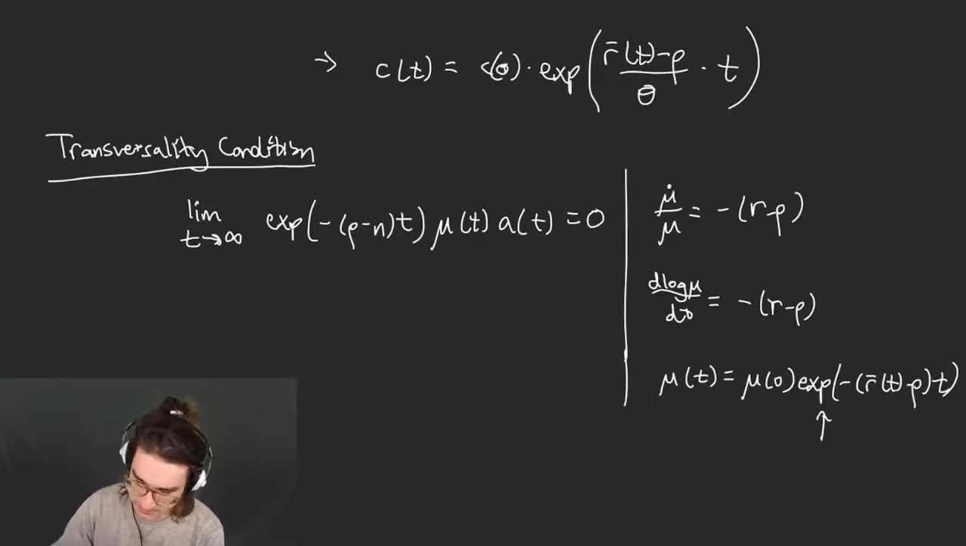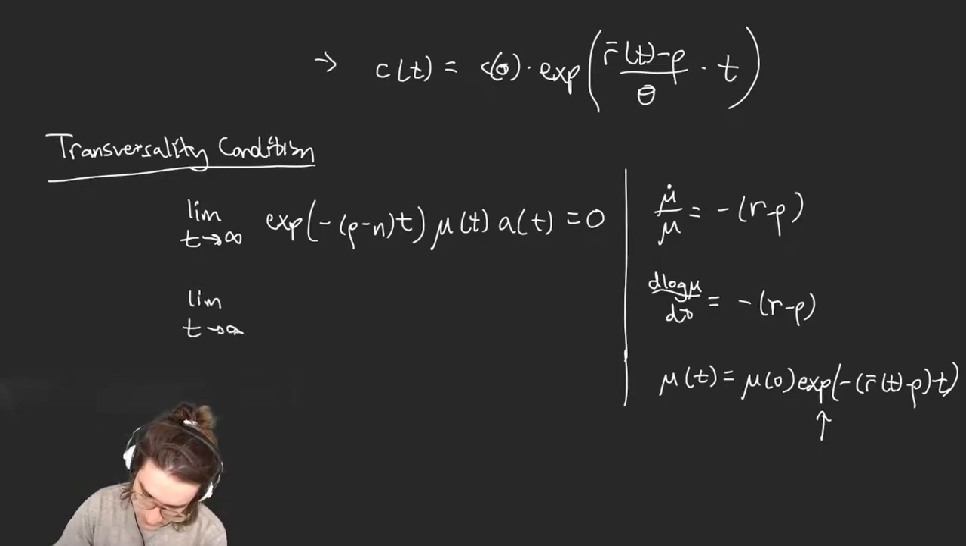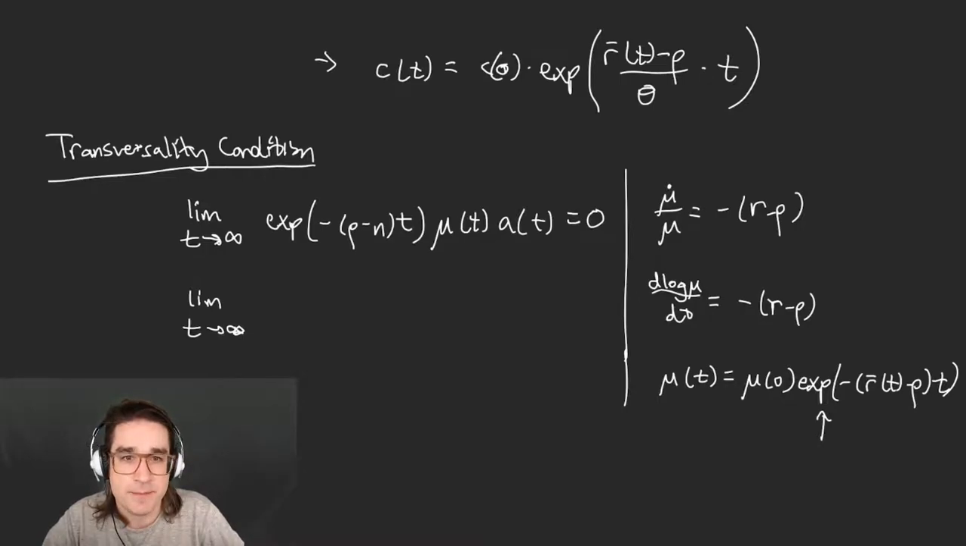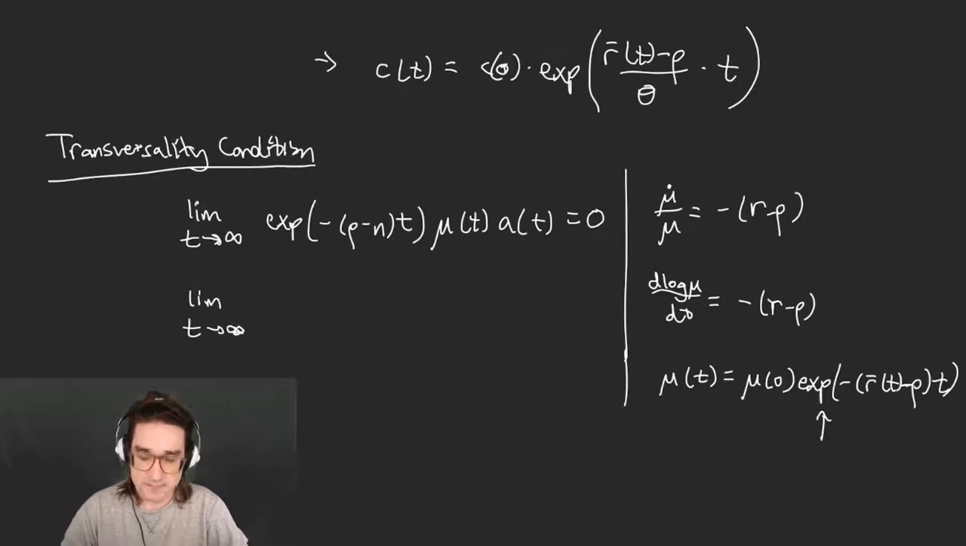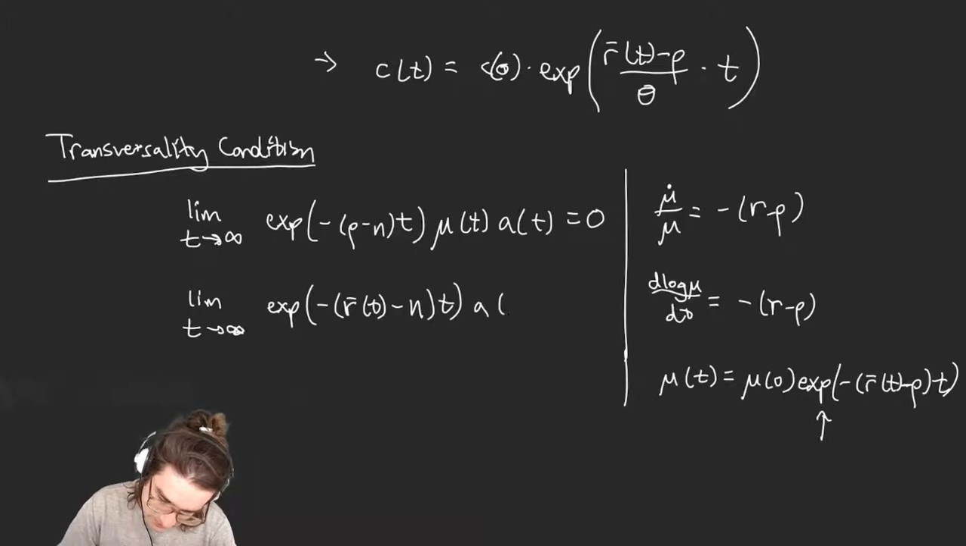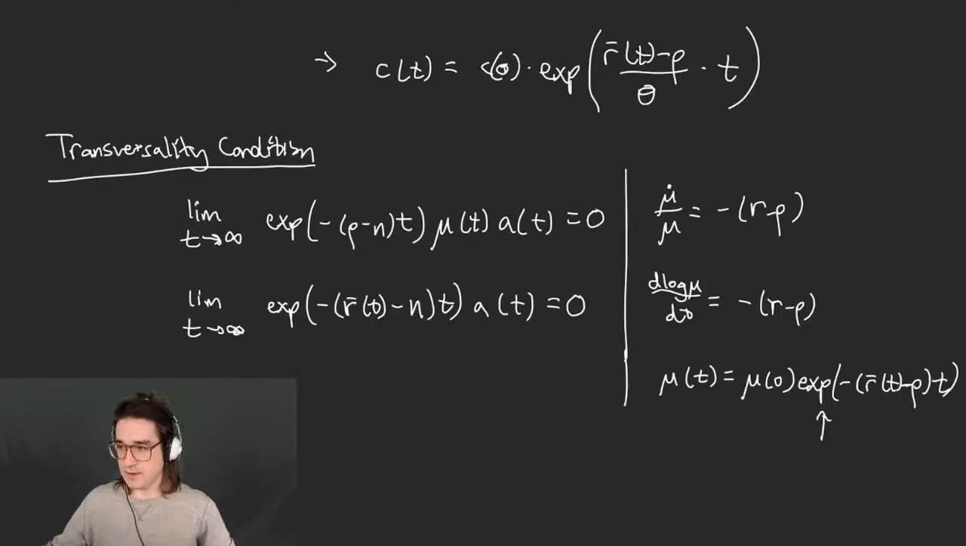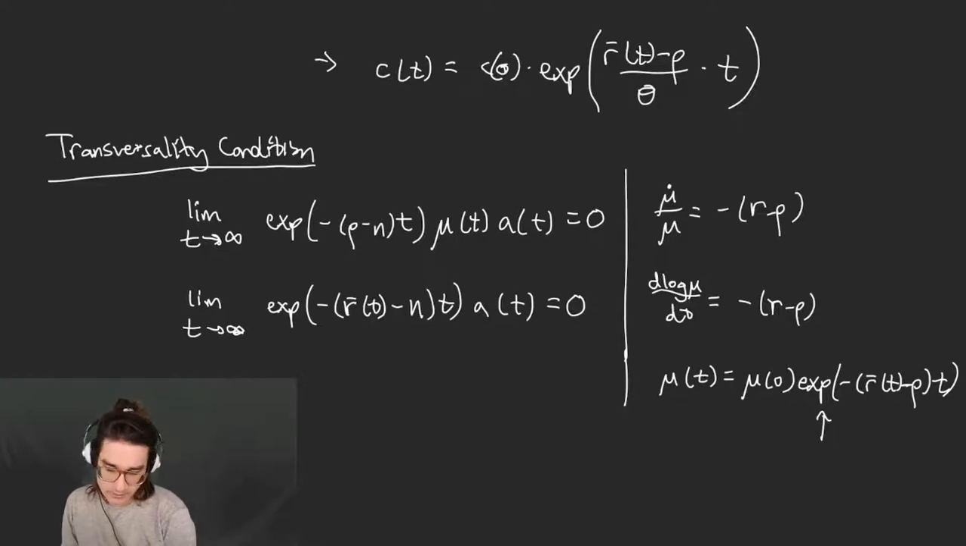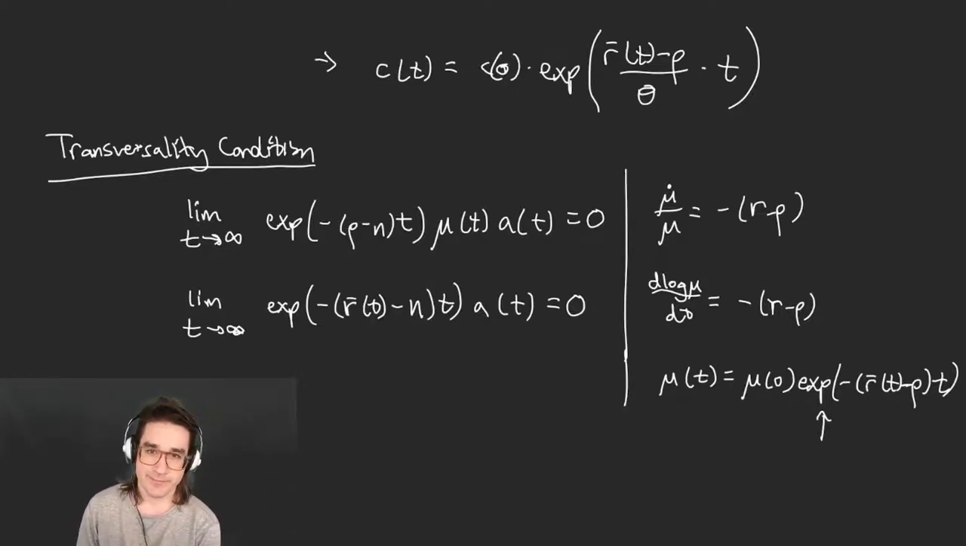If we plug that in here, when we plug in for this mu t, there's going to be a plus e to the rho t here, and a minus e to the rho t here, so those are going to cancel. What we're left with is e to the minus r bar of t minus n times t, and then a of t, equals zero. So what does that mean? This is our transversality condition.